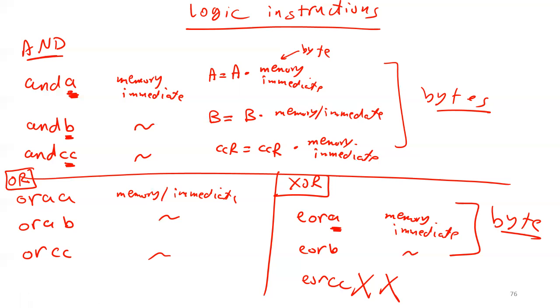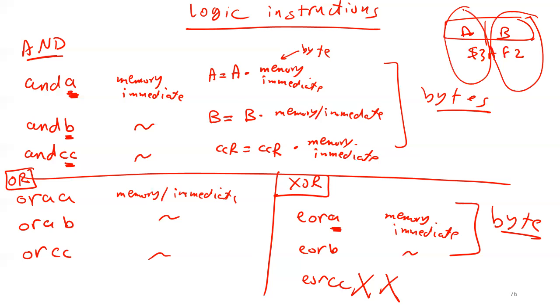What would I do? For example, I want to do AND between register D and the number 3AF2. Any idea? You have to use A and B. That's true. It's actually very easy because register D is actually A and B together. So I'm going to do B with this number and A with this number. So I'm going to use these two instructions.